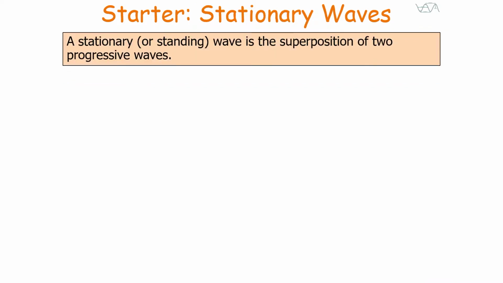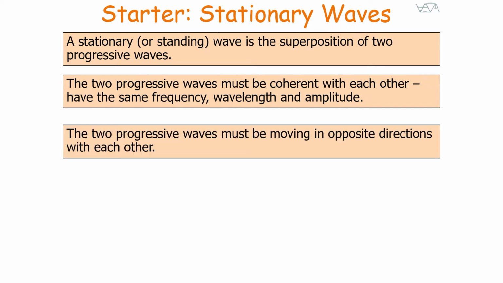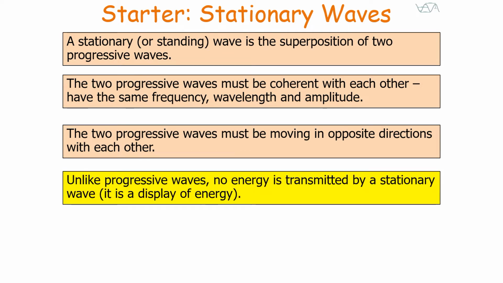Now a stationary or standing wave is the superposition of two progressive waves. The two progressive waves must be coherent with each other, so they've got to have the same frequency, amplitude and wavelength. To produce a standing wave, the two progressive waves must be moving in opposite directions, and unlike progressive waves, no energy is transmitted by a stationary wave, rather it's a display of energy.